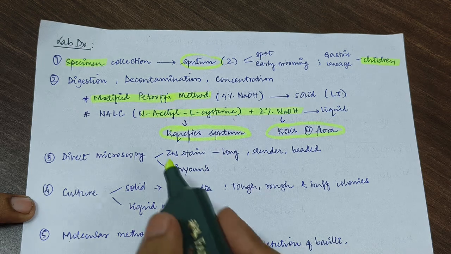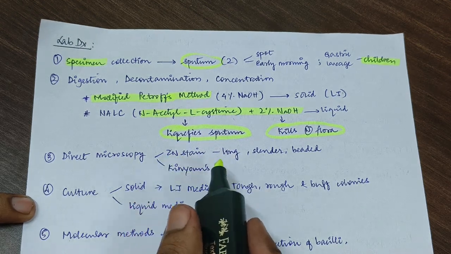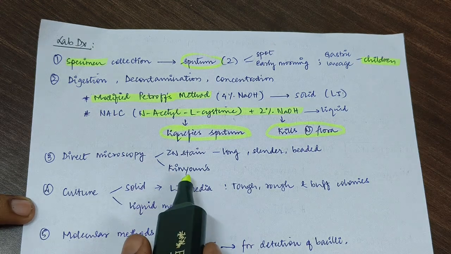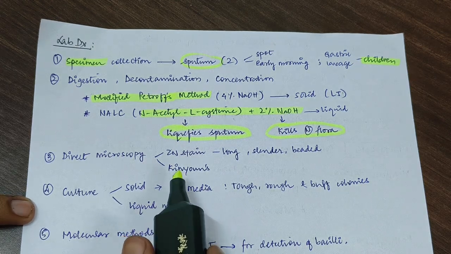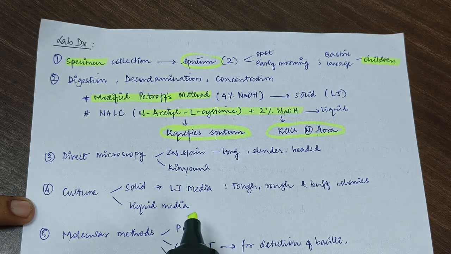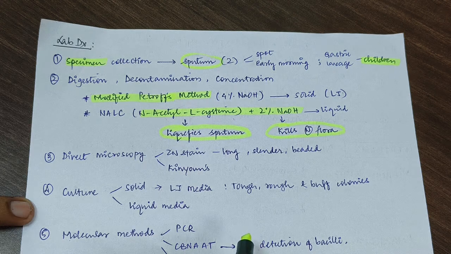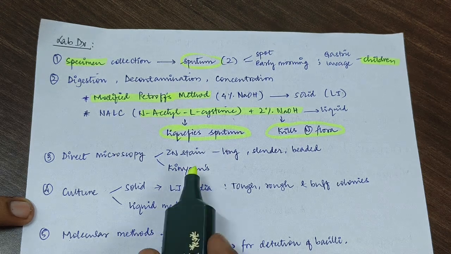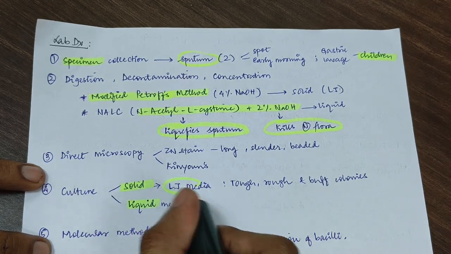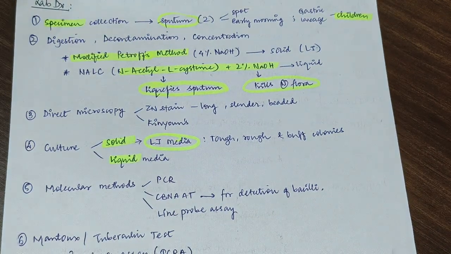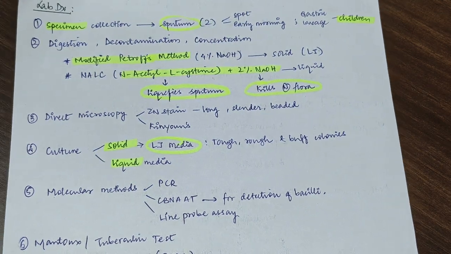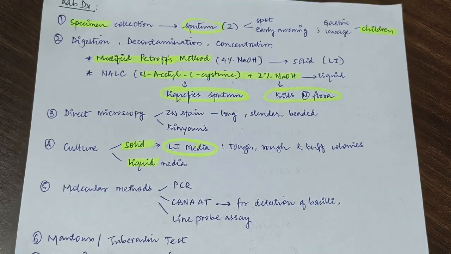Next, direct microscopy: you are going to do the ZN staining. There you are going to see long, slender, beaded, acid-fast bacilli. Kinyoun is a cold type of ZN staining. It is used for other organisms such as Cryptosporidium, Cyclospora and Cystoisospora. All these are parasites which are not demonstrated in normal ZN stain, whereas they are demonstrated in the cold stain. Culture: solid culture and liquid culture. Solid culture is most commonly used, that is LJ media. There you are going to see rough, tough, buff colonies.